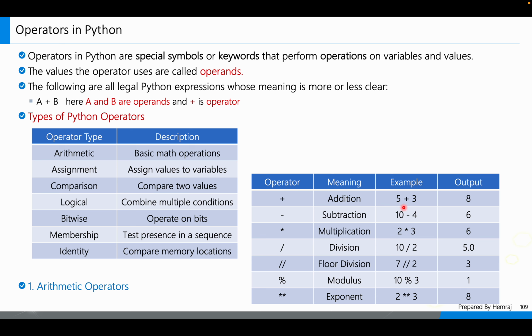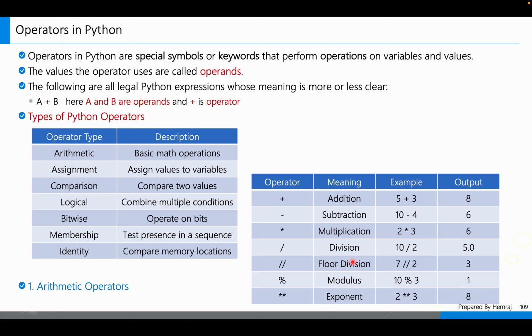So this is an example: 5 plus 3, that is addition, right? 10 minus 4, this is an example of subtraction. 2 cross 3, that is an example of multiplication. 10 divided by 2, that is an example of division. 7 double slash 2, that is floor division, right? And percentage, that is modulus. And double star is for the exponent. Suppose 2 power 3, 2 power 3 is equal to 8. We can express it like that, right?